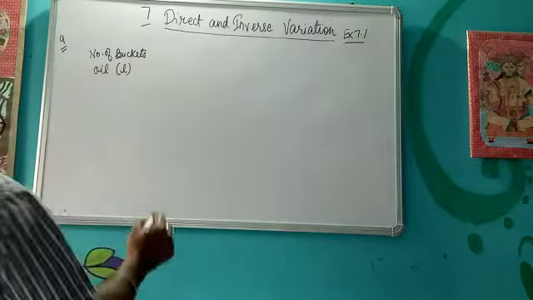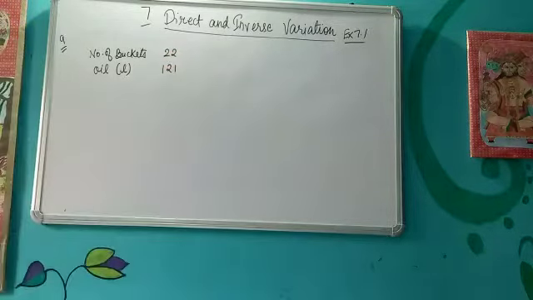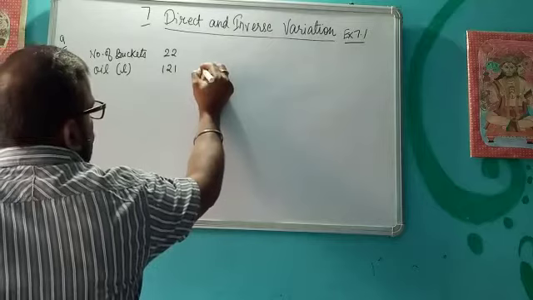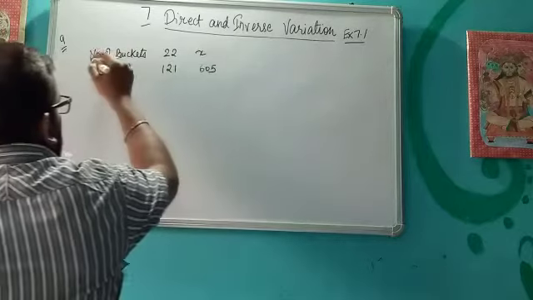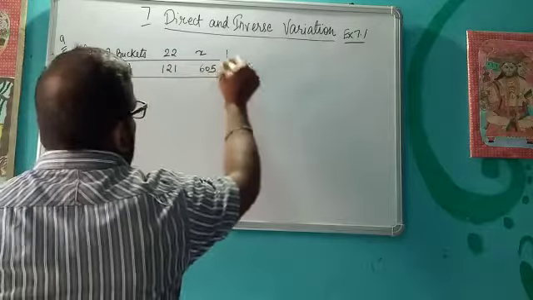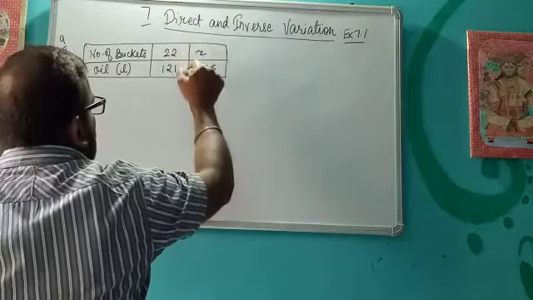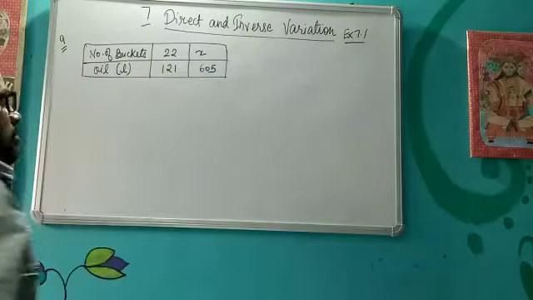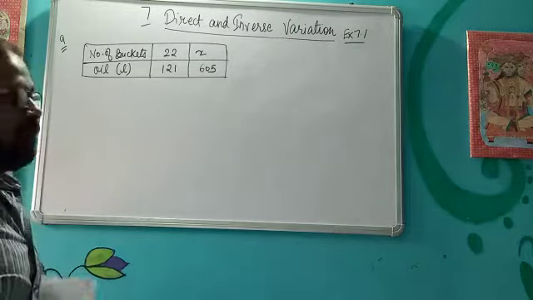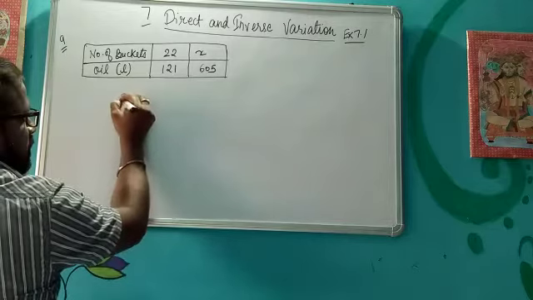So when number of buckets are 22, they hold the oil 121 liter. Now how many buckets are required to hold 605 liters of oil? So this will be our table. Now as the quantity of oil increases, number of buckets required will be more than 22. So this is the direct variation.